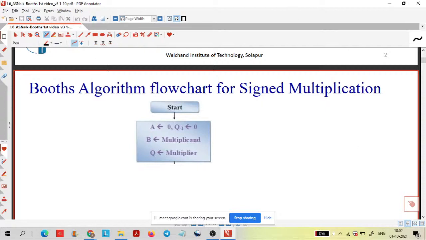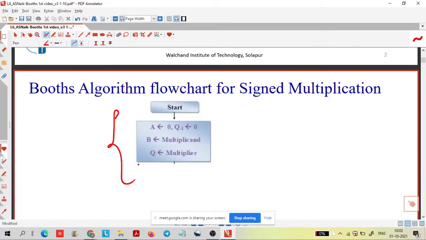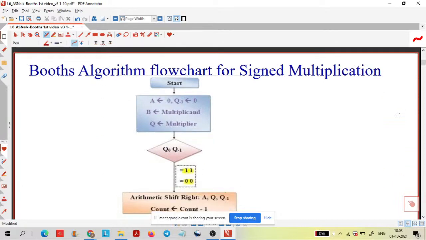So in Booth's algorithm, first the initialization is there: initialization of multiplicand value, multiplier value, the A register and Q minus 1. Multiplicand in B register, multiplier in Q register, accumulator set to 0, and Q minus 1 register set to 0. That is the first part of the algorithm, Booth's algorithm for signed multiplication.